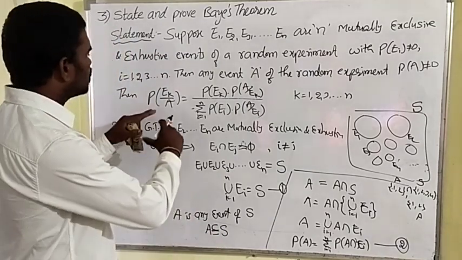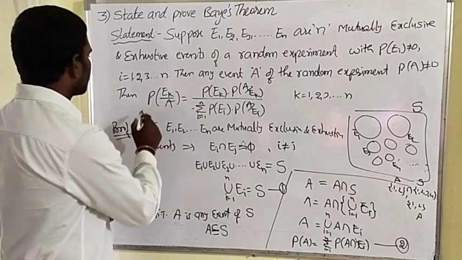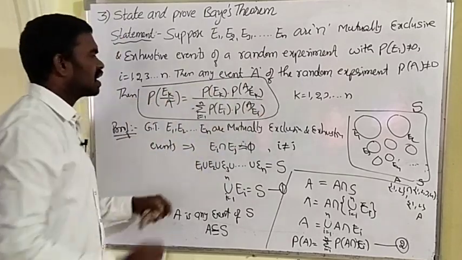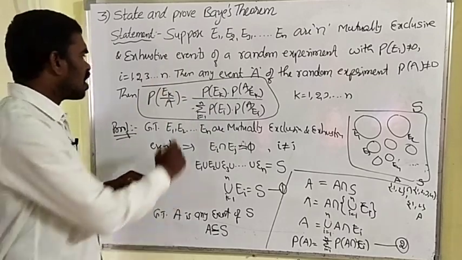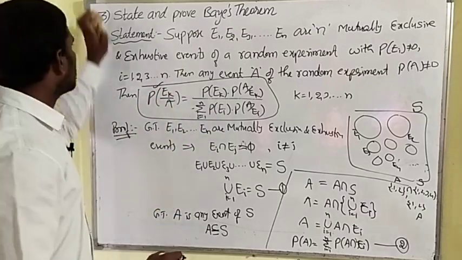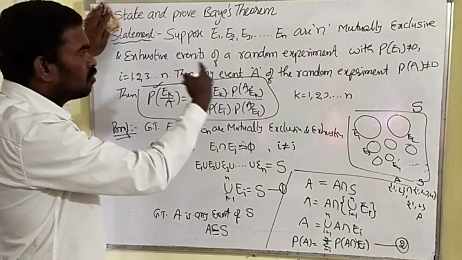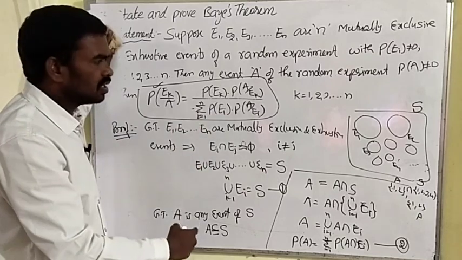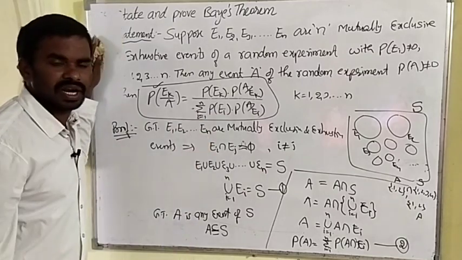Next I am going to take the left hand side of the given proof. We have to prove this one, P of Ek by A equal to so and so. So I am going to take the left hand side and then I will prove. Okay, can I remove this? I have no space, that's why I am going to remove. Did you write this? Okay, please take a screenshot and write down.